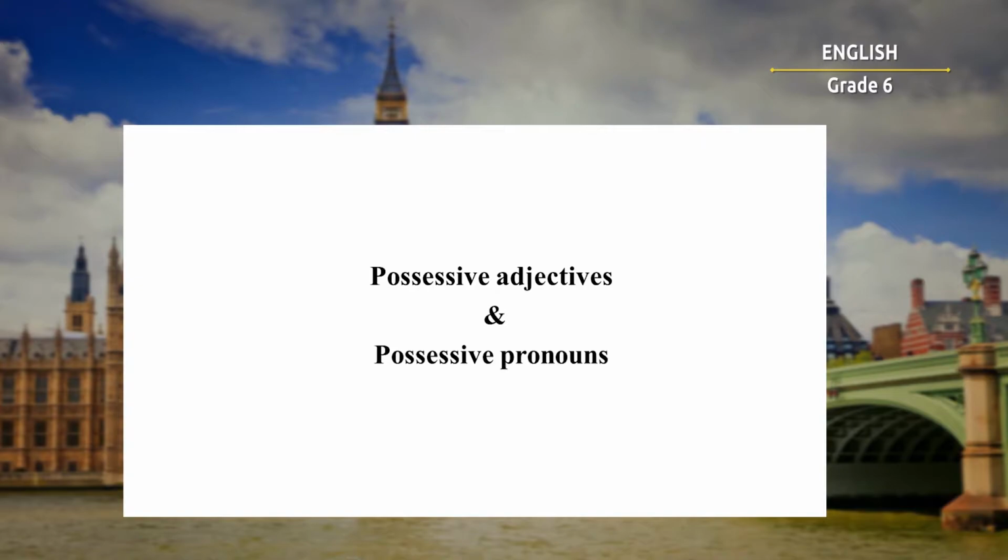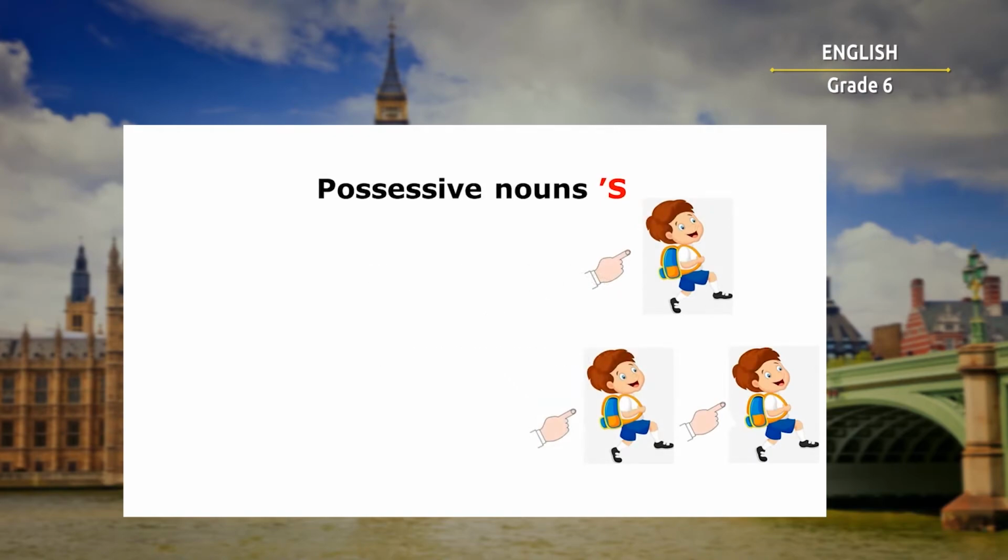Before we learn the topic, let's revise what is a possessive noun. They are nouns that show ownership or possession by adding an apostrophe and letter S after it. For example, this is Timur's bag. We added an apostrophe and letter S to indicate that the bag belongs to Timur. Also, you can see below two Timurs and two bags that they own.